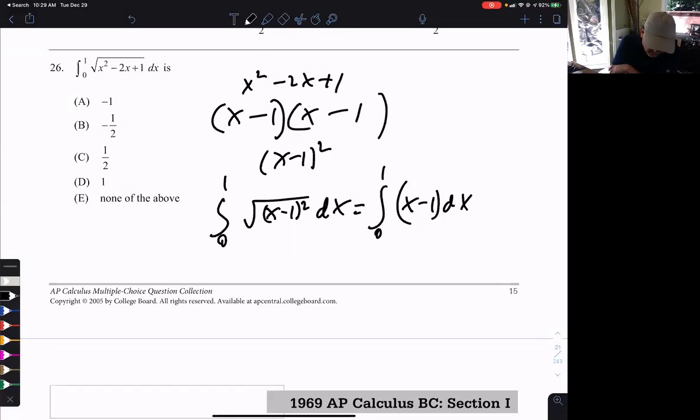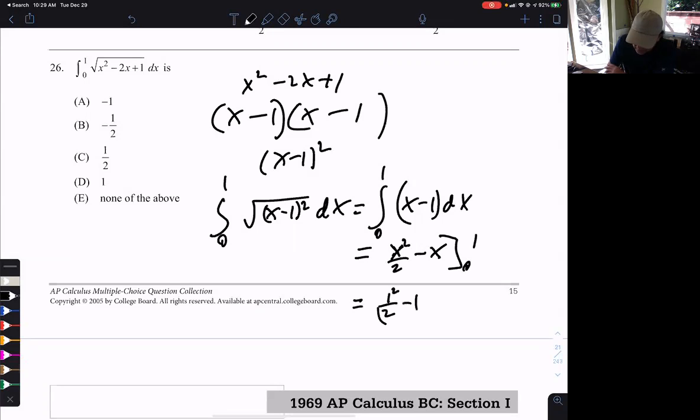Well, next, we take the antiderivative, which is x squared over 2 minus x, and we use the fundamental theorem. We plug in 1, so we get 1 squared over 2 minus 1. Then we plug in 0, but when you plug in 0, it's just 0. So 1/2 minus 1 is negative 1/2.